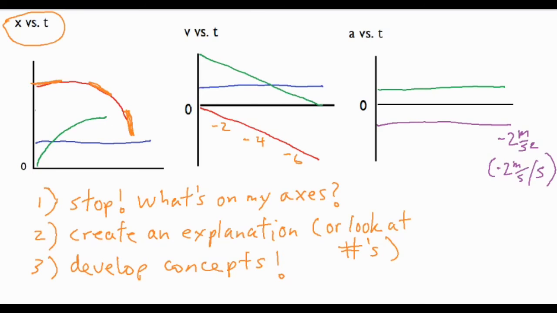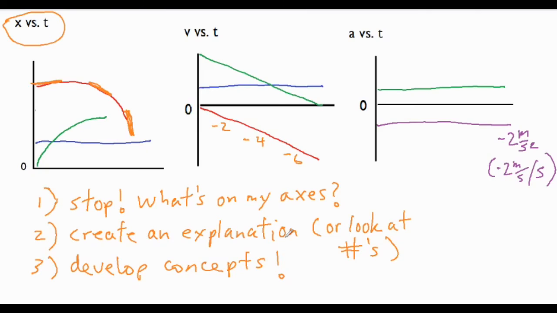I want to be careful not to say that it's speeding up, even though I see my line going up. So let me just stop and take a look at what's on my axes. This is just showing me my position. So I just know that I'm moving forward, and as I'm taking a look at it, it's curved. So I'm not moving forward at the same rate because the slope is changing.